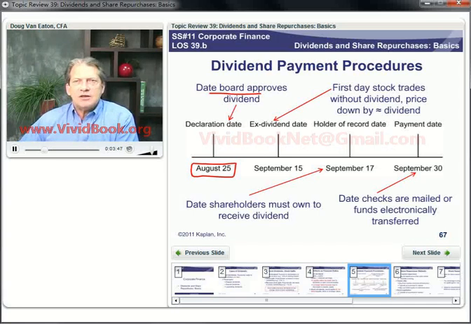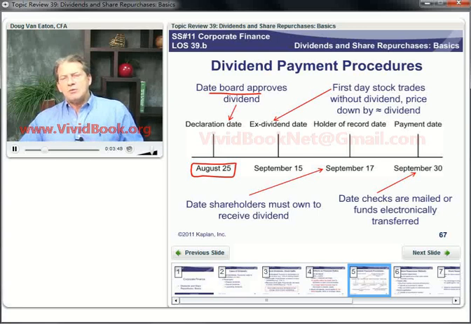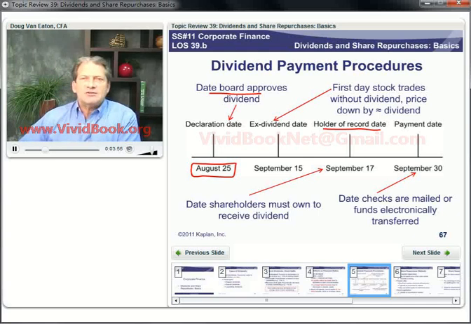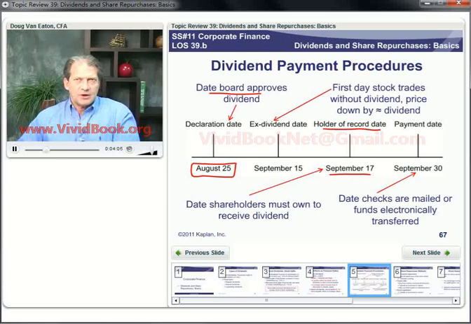Well, since the stocks trade every day, we've got to pick one day and say, well, if you own it on this day, you get the dividend. Everybody who owned it on this day gets the dividend. So in our example here, that's going to be September 17th. And the payment date can be any period away. It's usually fairly close to that. Here we have it on September 30th. So that's the date the payment's going to be credited to your account or mailed out.